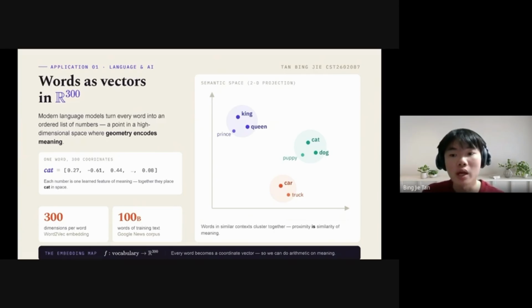We can't picture 300 dimensions, so on the right I have flattened it down to 2. And notice what happened. Cat, dog, and puppy sit close together. King, queen, and prince form their own cluster. Car and truck sit apart. Words used in similar contexts are near each other. Closer in space means closer in meaning.